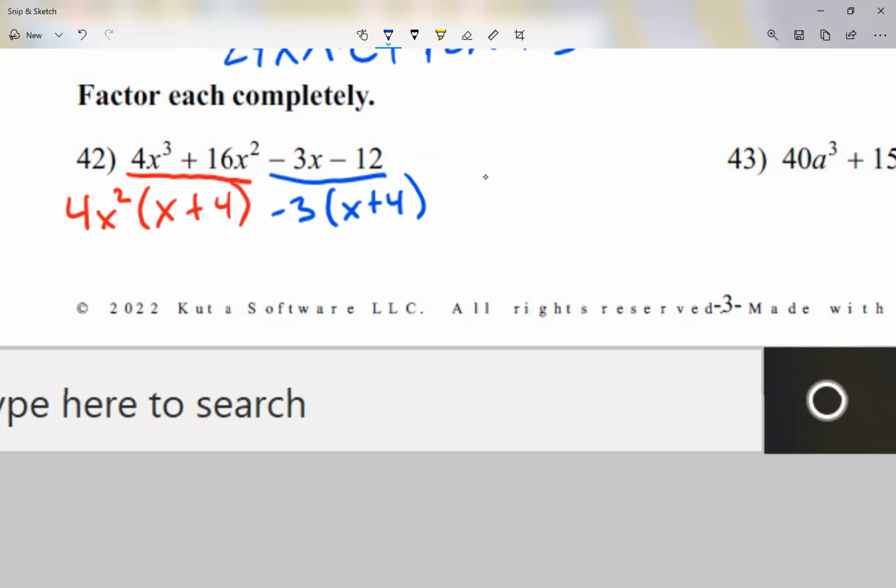The reason why I divided by a negative 3 is because I wanted my parentheses to match, signs, everything. If I would have divided by just a positive 3, I would have negative signs inside my blue parentheses. But I want both of my parentheses to match exactly.